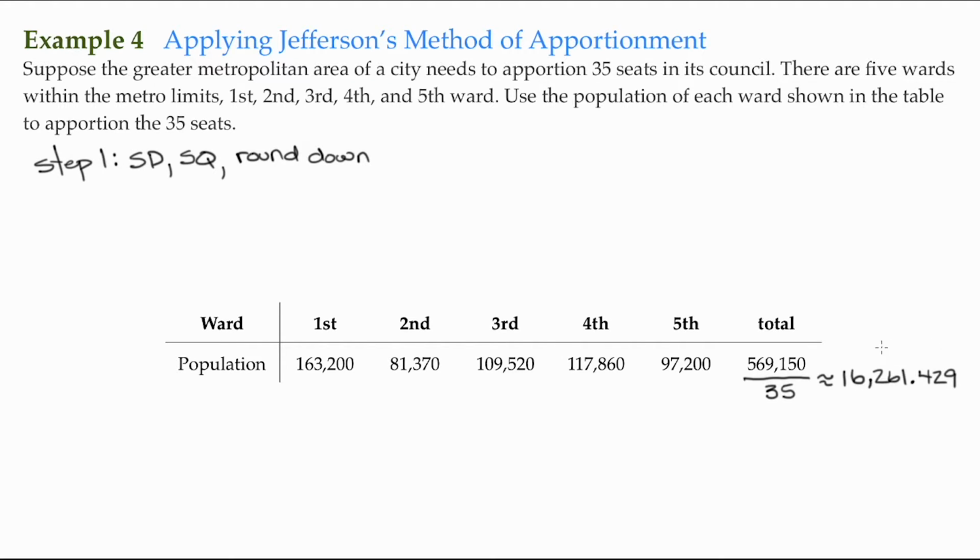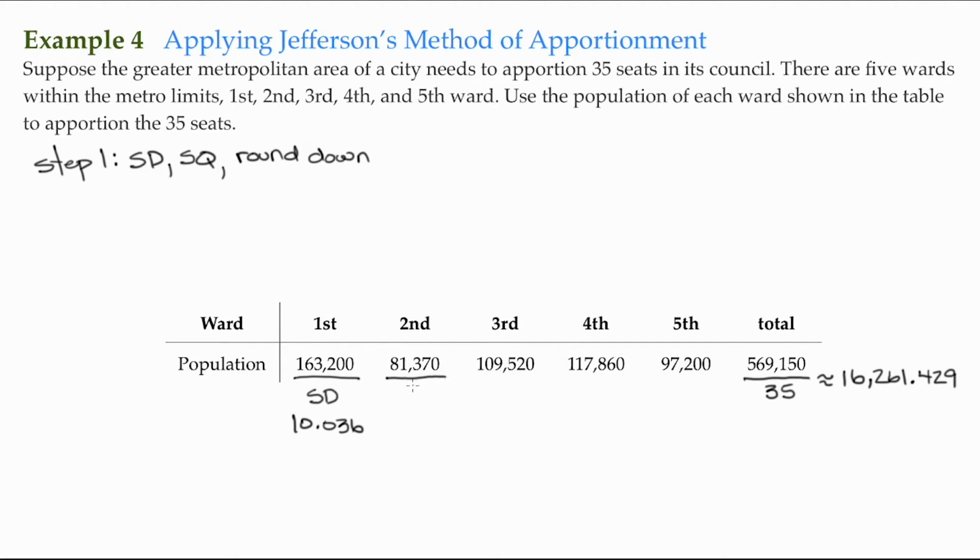So now that we have our standard divisor, the next step of Hamilton's method is to find the standard quota. So we take this and divide it into each one of the subgroups. We take the 16,261.429 and divide it into 163,200. I'm just going to write an SD here so that we know that's what we're dividing by, rather than writing 16,261.429 every time. And this comes out to be 10.036.